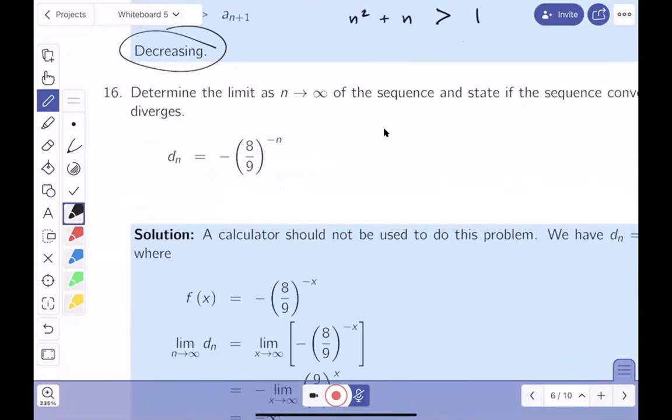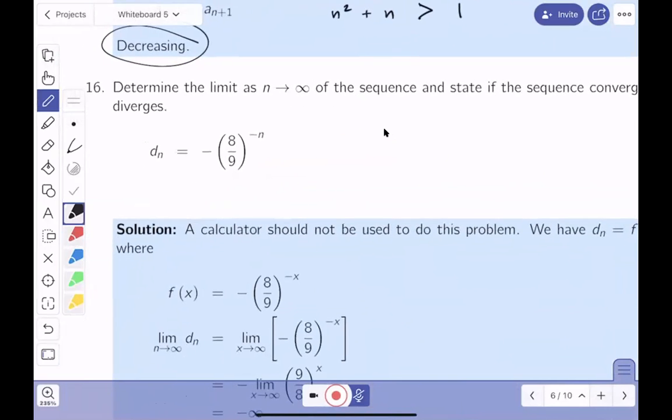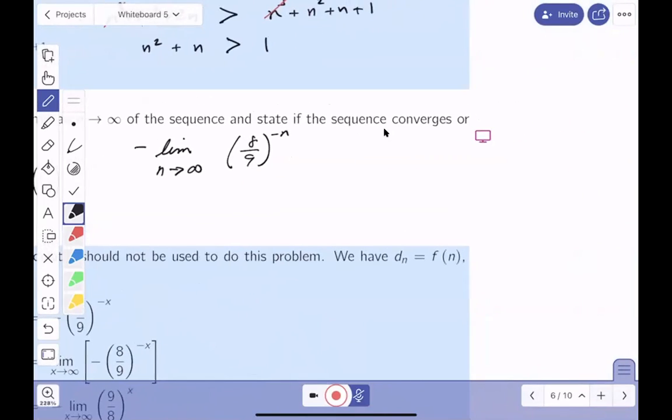All right, let's do this one over here. And we're back to that limit again. All right, so limit, let's write it down. And this is called d_n, so limit. This is going to be tough, by the way. n goes to infinity. Well, I can put the minus on the outside. 8/9 to the minus n. I don't like the minus n, to be honest with you. It's going to be minus limit, n goes to infinity, 9/8 to the n.